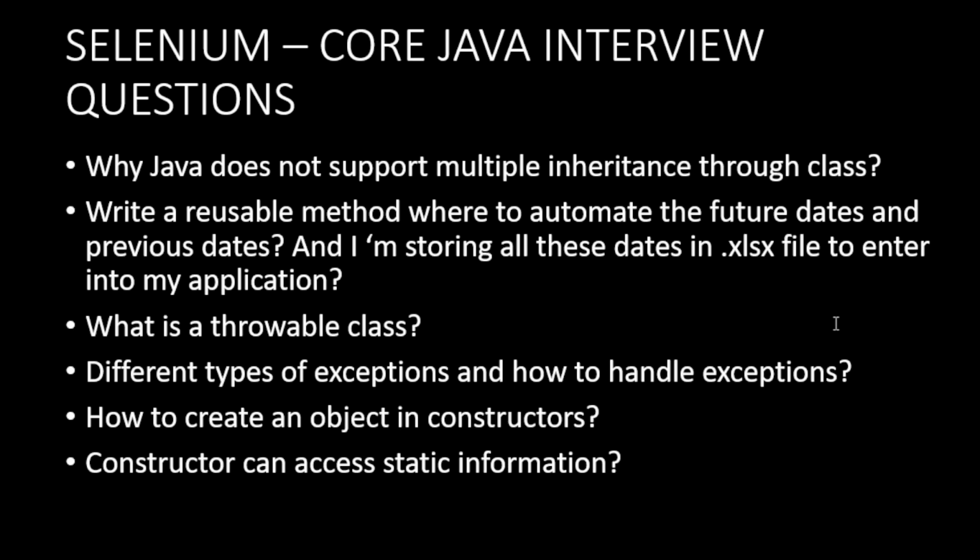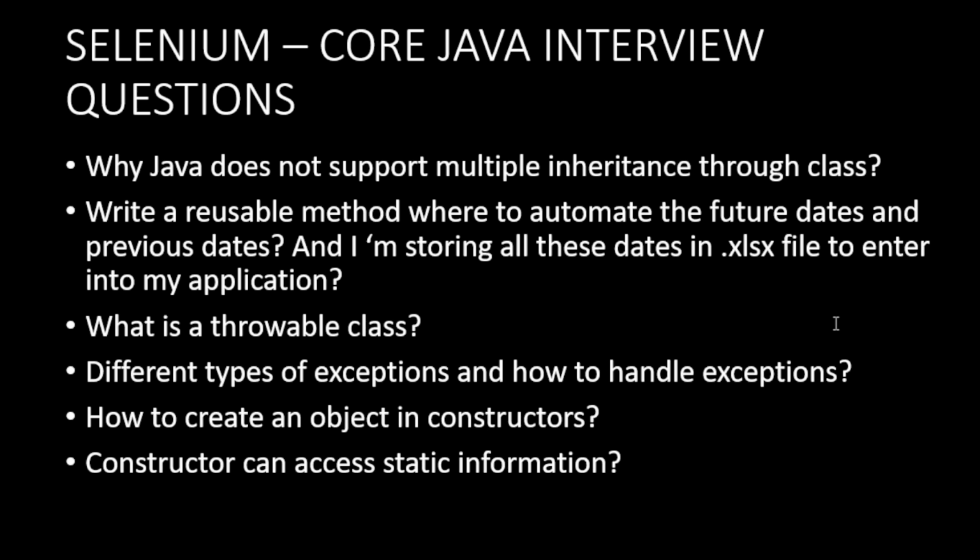It also gives me the date up to which my license is valid, so I need to automate this scenario as well. Future dates and past dates are stored in the XLSX document. I want to read this data and enter it into my application. So how can we create a reusable method in that case, because the date is not a constant at all?